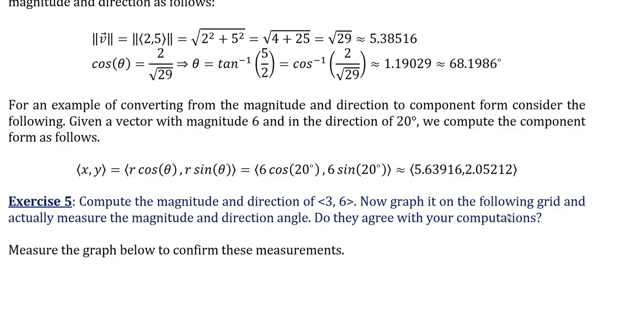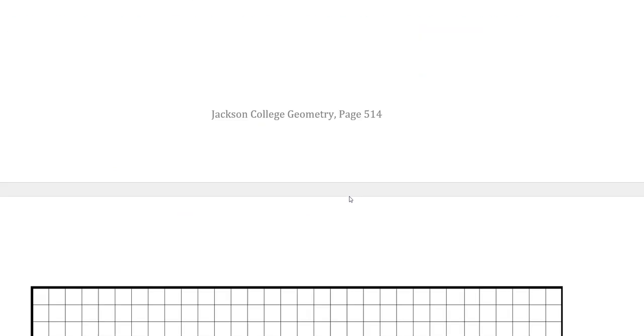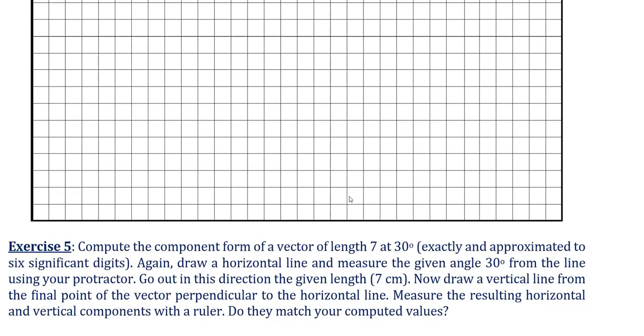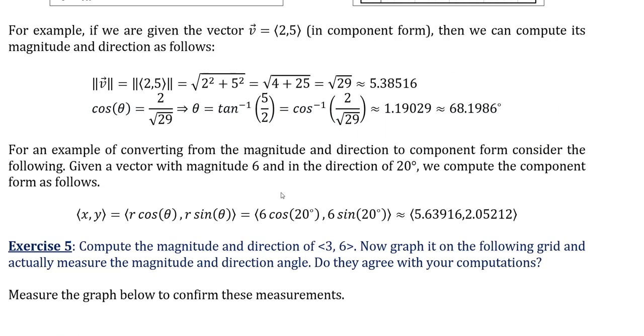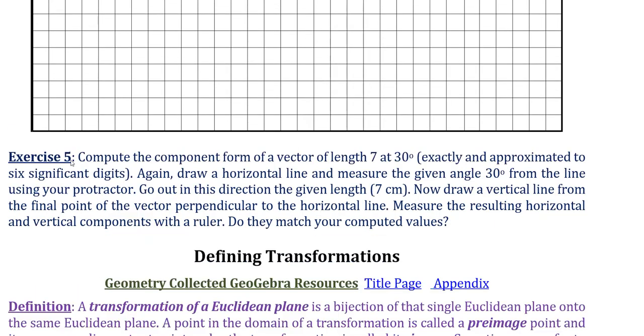Whether you're doing that in degrees or radians, you can figure that out. Of course, if your calculator's in degrees, the output of these inverse tangent or inverse cosine functions will be in degrees. If your calculator is in radian mode, the output will be in radians. Okay, and then exercise 6 now.